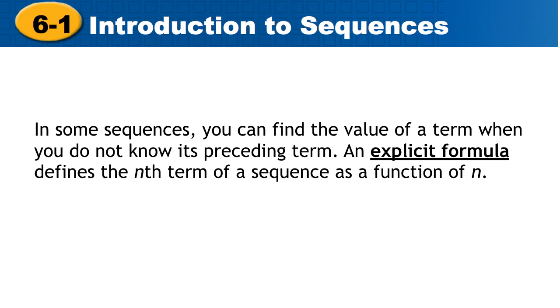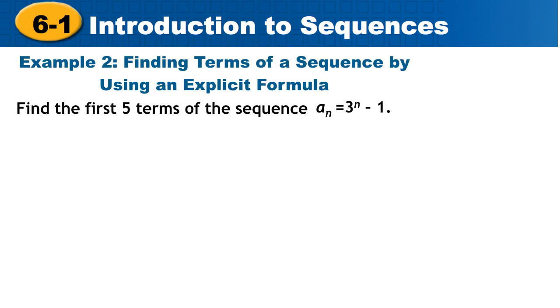So, we have another formula as I mentioned before. Unlike recursive formula, in explicit formula, we don't depend on the previous terms. So in some sequences, you can find the value of the term when you don't know its preceding term. An explicit formula defines the nth term of a sequence as a function of n. So we don't need our preceding terms, so we can directly find our following terms.